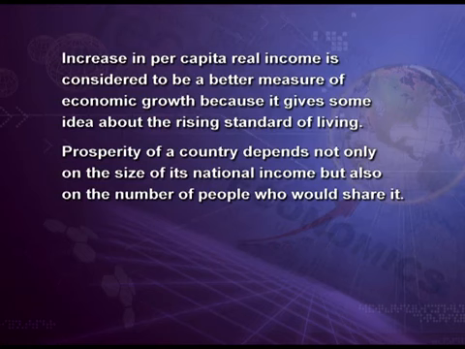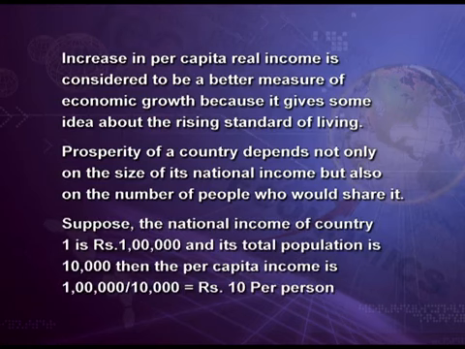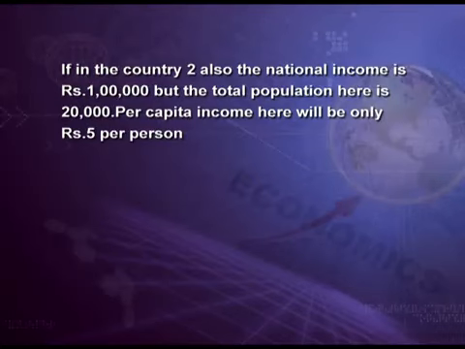Let us take an example. Suppose the national income of country 1 is rupees 1 lakh and its total population is 10,000. Then the per capita income will be national income 1 lakh upon total population 10,000, equals rupees 10 per person. Simultaneously, if in country 2 also the national income is rupees 1 lakh but the total population here is 20,000, that is double, now per capita income here will be only rupees 5 per person, that is half.